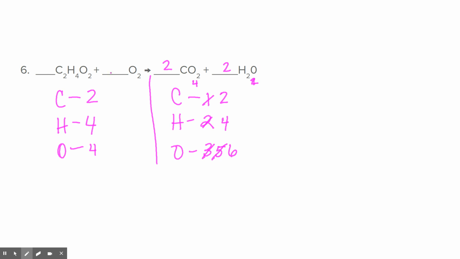Now I need to figure out what to put here in the space in front of O2 in order to make my total oxygens equal 6. I'm always going to have this 2, so this part needs to equal 4. So I'm going to put a 2 here. And that's going to make this part 4 and this part 2 for a total of 6.